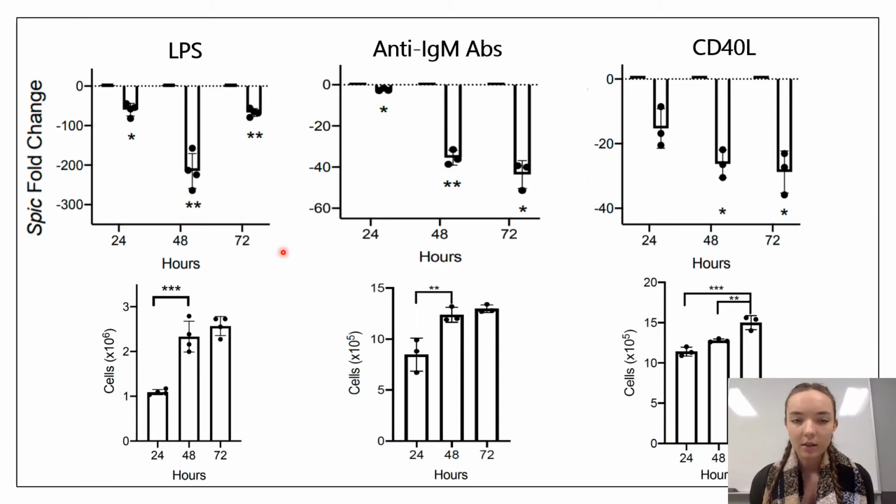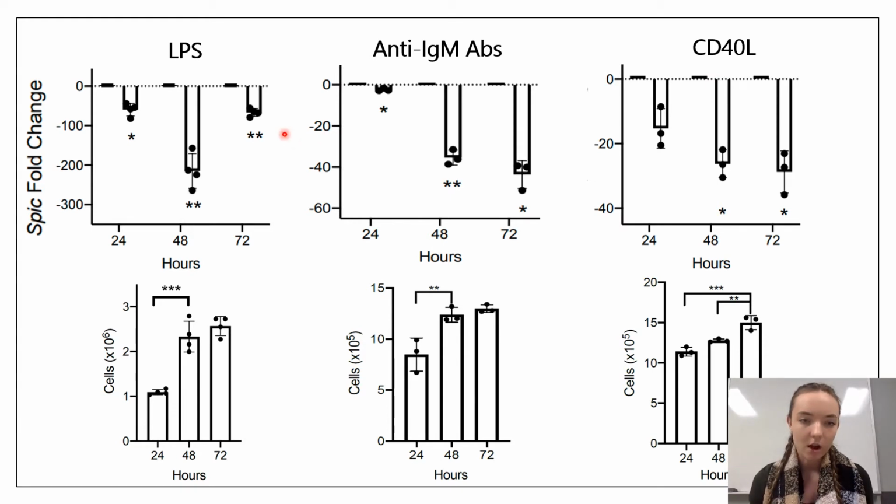So this is a look at 3 different stimulatory conditions that we assessed, and these are all well-known proliferative signals in B cells. The first being LPS on the far left here, the middle anti-IgM antibodies, which stimulate B cells through their B cell receptor, as well as this CD40 ligand, which stimulates the co-receptor of B cells that interact with T follicular helper cells.